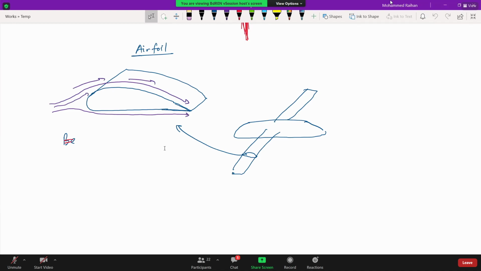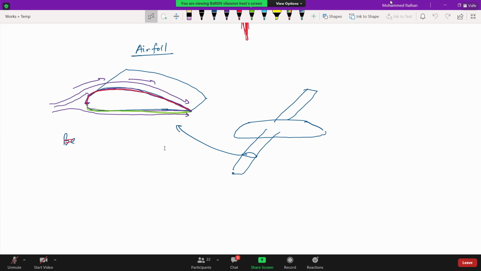If an air particle has to move from here to here, which distance is greater? This distance is greater, right? Because this is slightly curved and this is straight. This is the upper one, and this is, let's say, the bottom one. So the upper section has greater length.